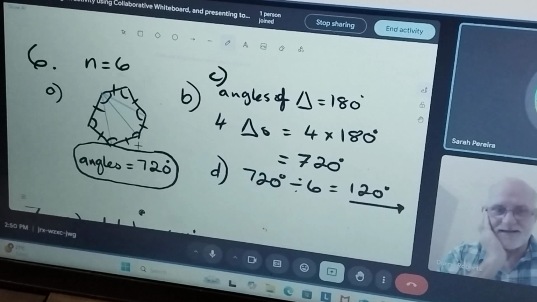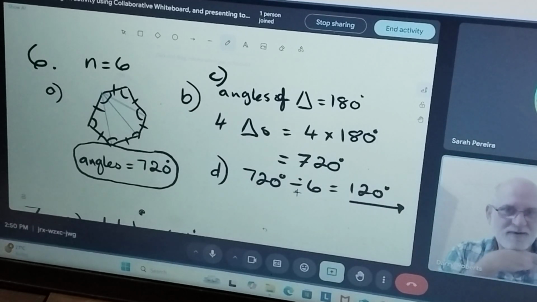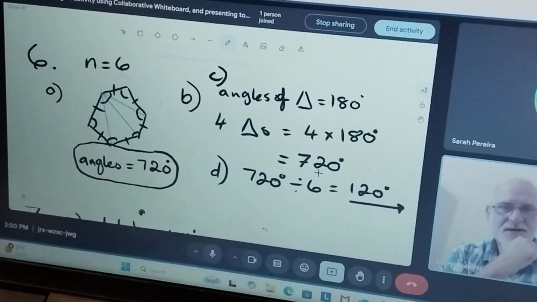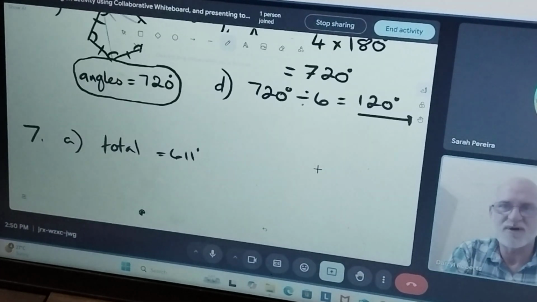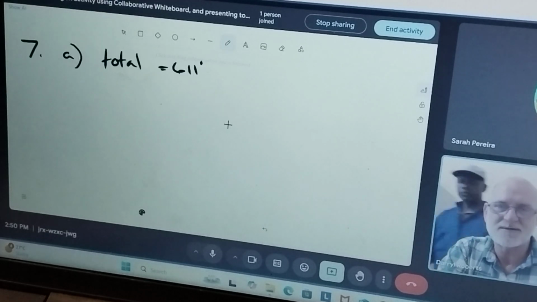So every single hexagon, it doesn't matter what the hexagon looks like, because when you break it up into triangles, you're always going to get 2 fewer triangles than there are sides. So if it's a hexagon, it'll have 4 triangles, and 4 times 180 is 720. So it doesn't matter whether it's a regular hexagon or this weird looking hexagon they've given you, it'll always add up to 720 because you'll always be able to break it into 4 triangles.